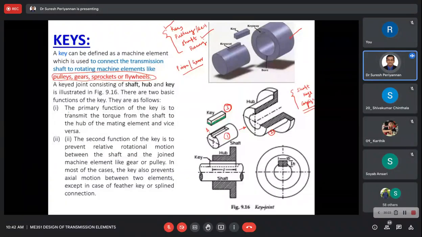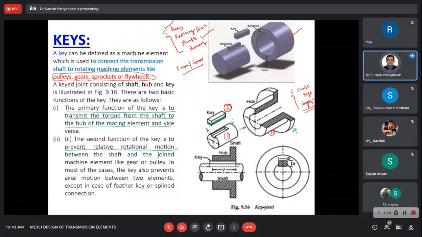The primary function of the key is to transmit the torque from the shaft to the hub mating element and vice versa. I may apply the rotary motion in the hub also. The second function of the key is to prevent the relative rotational motion between the shaft and hub. Now without the keys, as I told you, it may be a self rotation. Without the keys, only the shaft will self rotate. Then it won't transmit the power. Hence, the keys prevent the relative rotational motion between the shaft and hub.